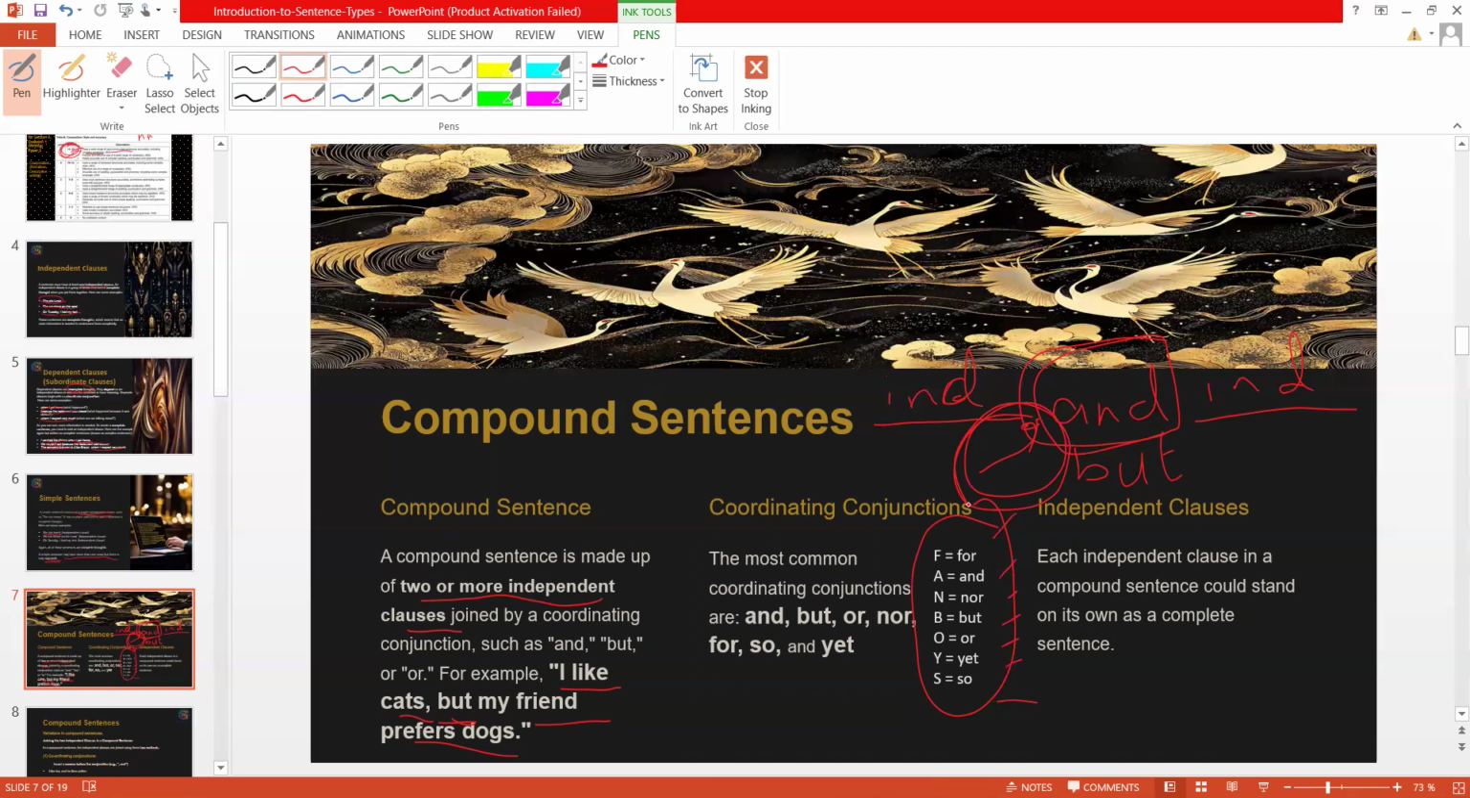This punctuation mark is required to end a clause. Usually, this comma is required when we are ending any clause. Now, there are two independent clauses, as I have told you, a comma and a coordinating conjunction. That makes up a compound sentence.